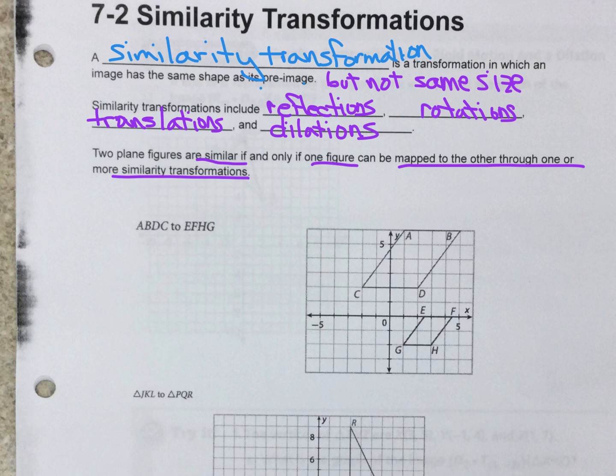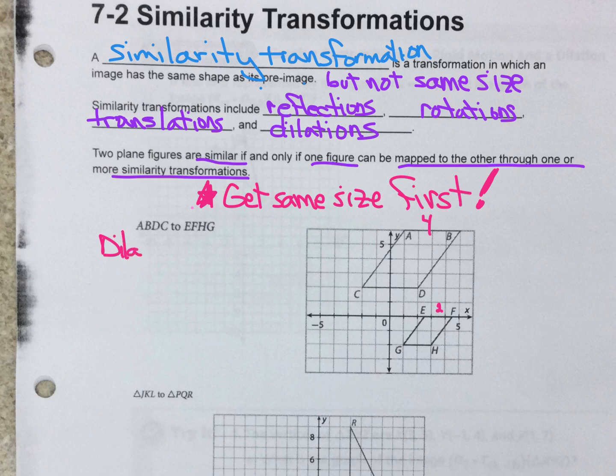So the key to these is to get them the same size first. Then it makes it a lot easier to see what you need to do. And I don't know that the book always does it that way, but it's a lot easier. All right, so I'm moving A, B, C, D to E, F, G, H. And I can see that this side is 4, this side is 2. So I need to dilate by 1/2.